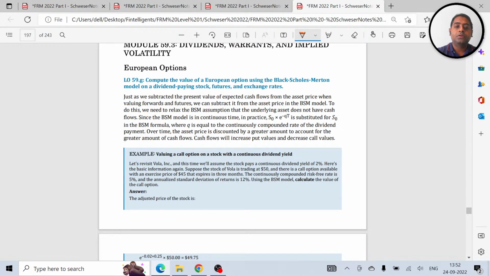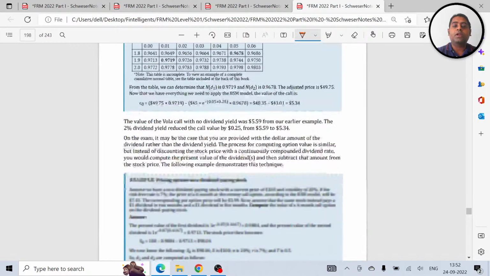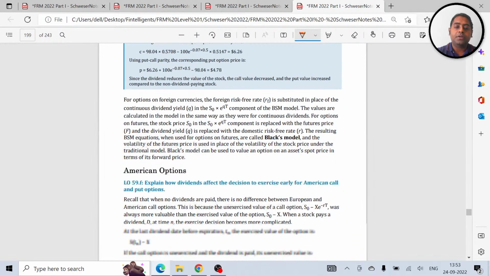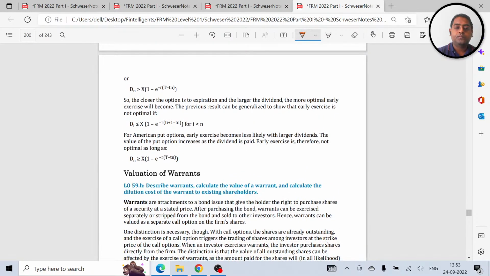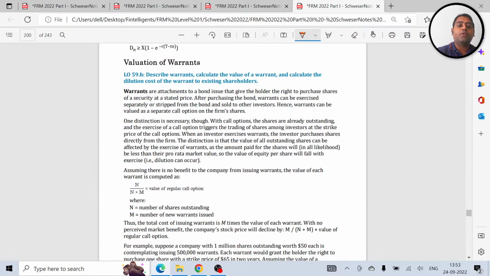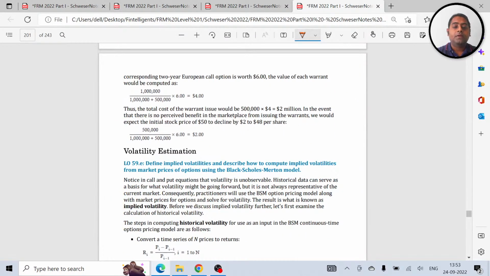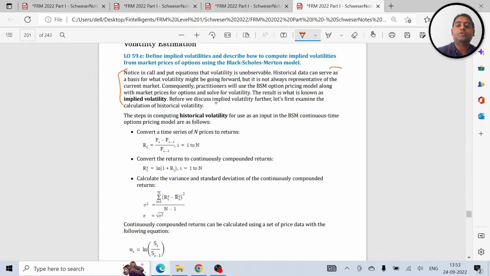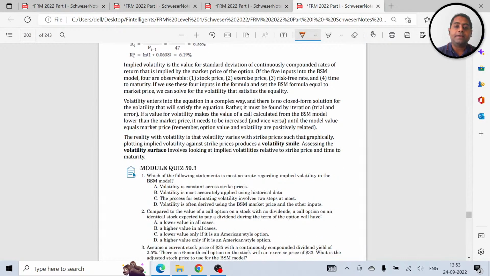European option. I've not heard about them asking you if there is an income and how the formula or the process is changed, even though the steps are simple, but I've not heard about it being tested. American option, no, I've not heard about it. Warrants, this is important. This has been tested in the past exams. Warrant part. Volatility estimation is okay. Overall, the implied volatility concept should be clear. What is implied volatility? That is the idea.